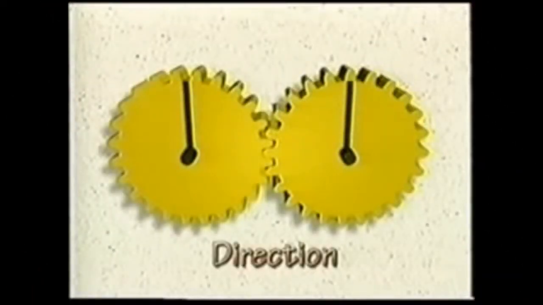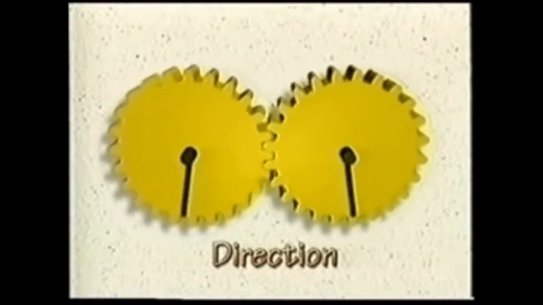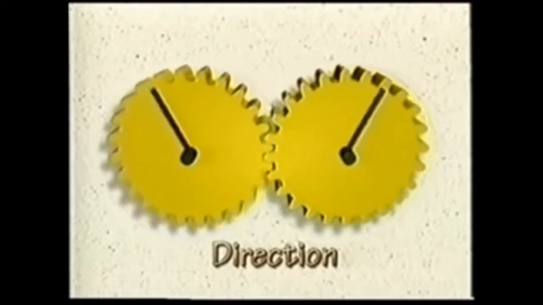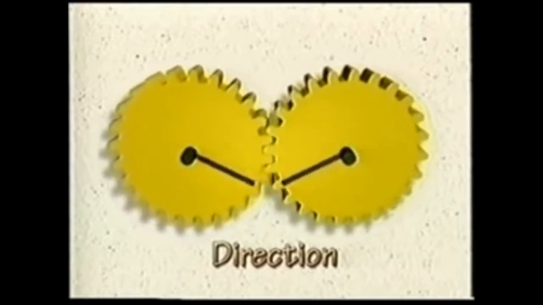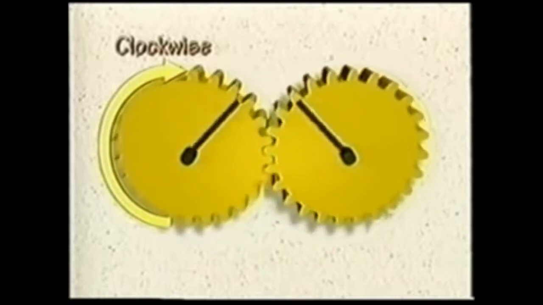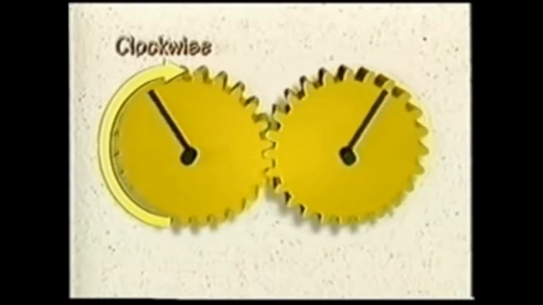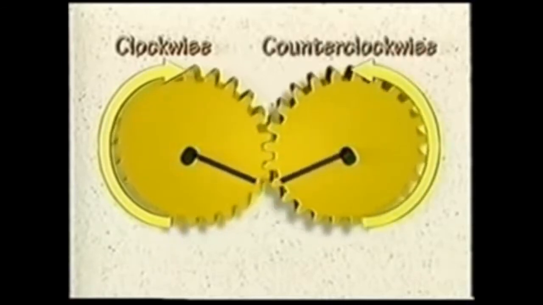Even something as simple as a gear is an example of using a force to change direction. Gears can be used to change the direction of a force. In this case, both gears have the same number of teeth, so the left-hand one goes from clockwise to the right-hand one, which is going anti-clockwise.